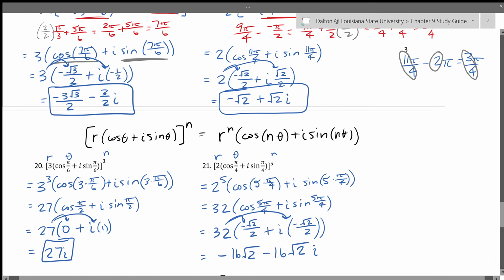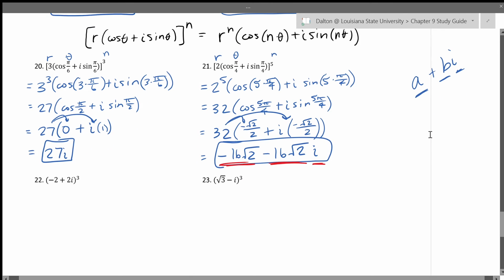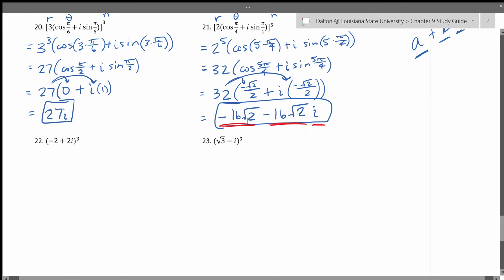So to readdress the end of page 3, if you didn't watch that part, if I ask you for your answer in rectangular form, it's got to be a plus bi. So I need a, b, and i to be 3 distinct numbers in that order, which we have here. a is negative 16 square root of 2, b is negative 16 square root of 2, and then of course i is i. You don't want to write i mixed in with b at all. This is technically the simplest version of rectangular form. Okay, 22 through 25 look a little bit different.